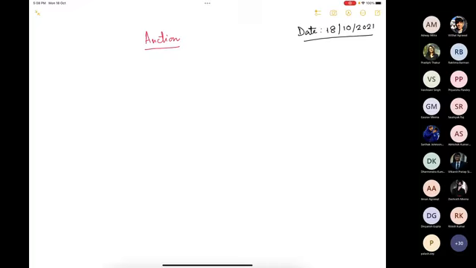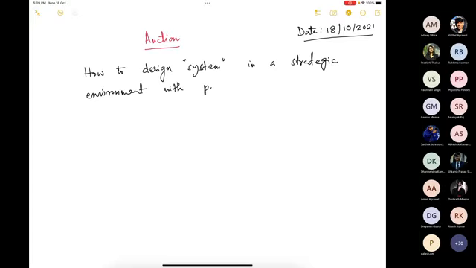Yeah, thanks for reminding. So in this part, we will understand how to design a system in a strategic environment with performance guarantee.